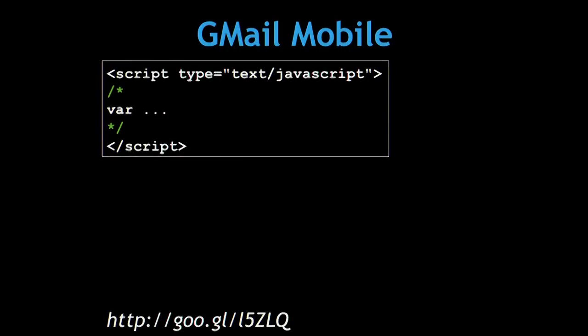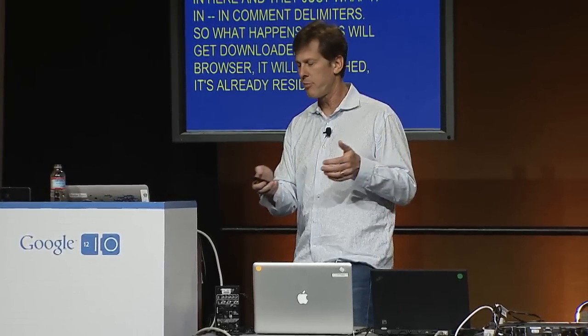So this is one that Gmail wrote about quite a while ago, the Gmail mobile team. And it's a hack. I think it's a beautiful hack. So what they did was, in the page, they have maybe 300K of JavaScript. I'm just making these numbers up. I don't know how much JavaScript Gmail has. It's probably more than that. But they have a lot of JavaScript in here, and they just wrap it in comment delimiters. And so what happens is, this will get downloaded to the browser. It'll be cached. It's already resident, but it's not parsed and executed.